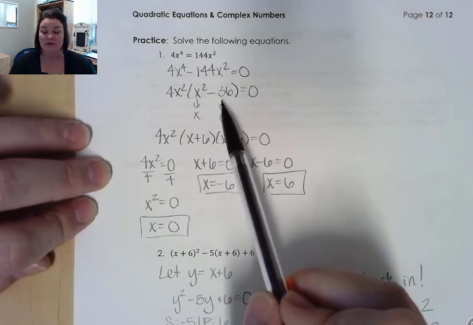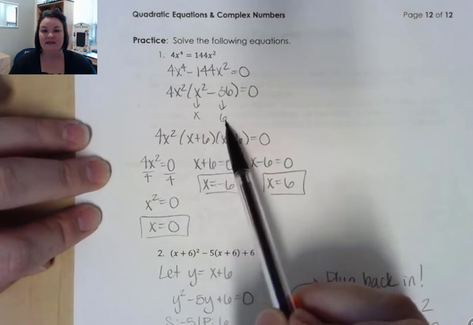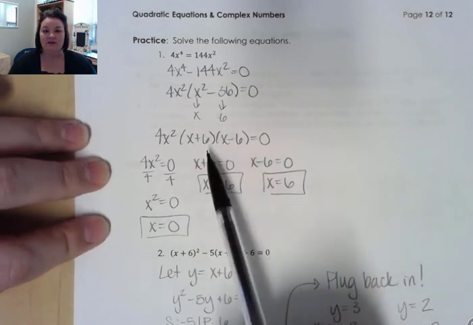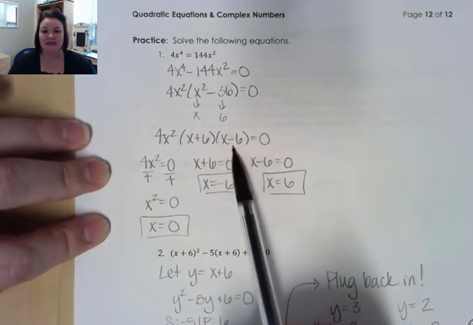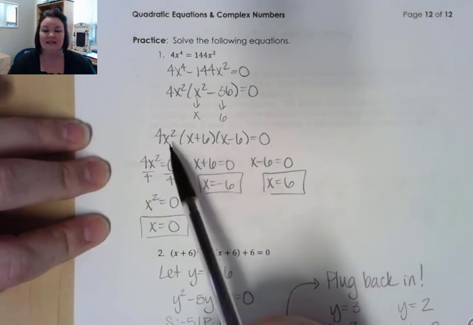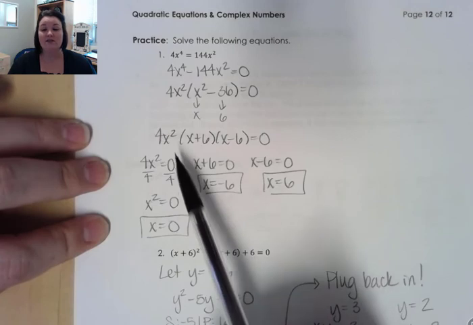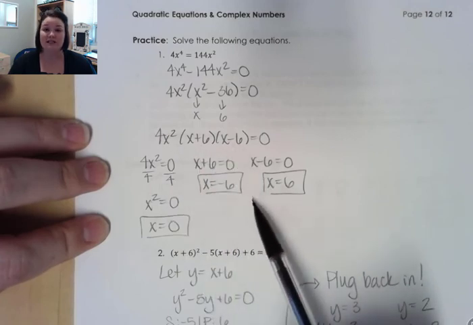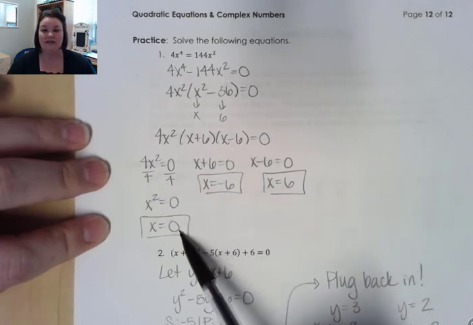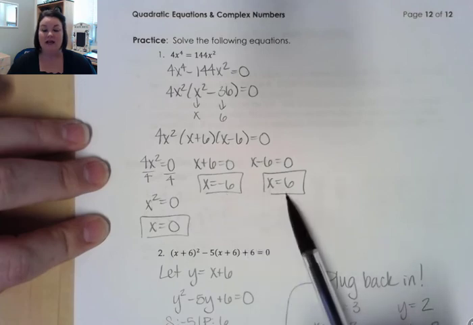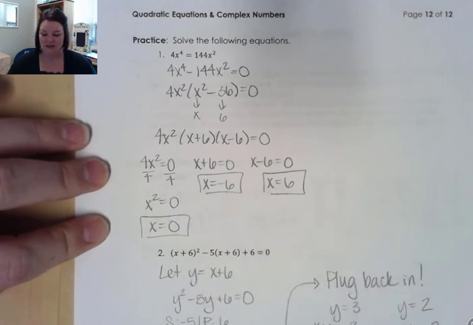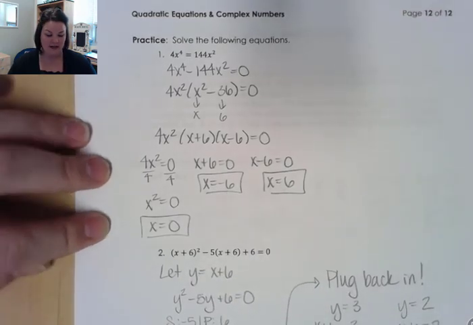which is a difference of squares, right? X is my base here, 6 is my base here. So this will factor into x plus 6, x minus 6, and then I set each of these factors equal to 0 and solve. So my answers should be 0, negative 6, and positive 6. Okay, let's go ahead and look at the second one.